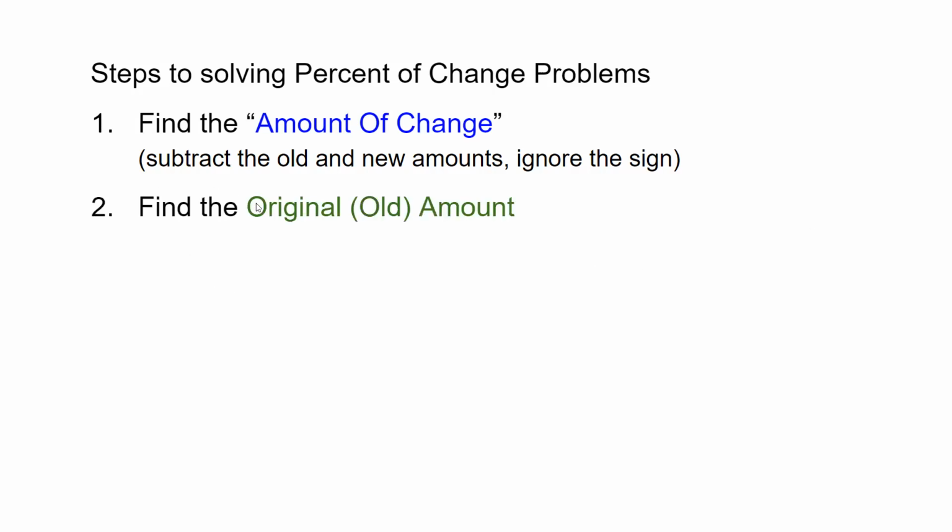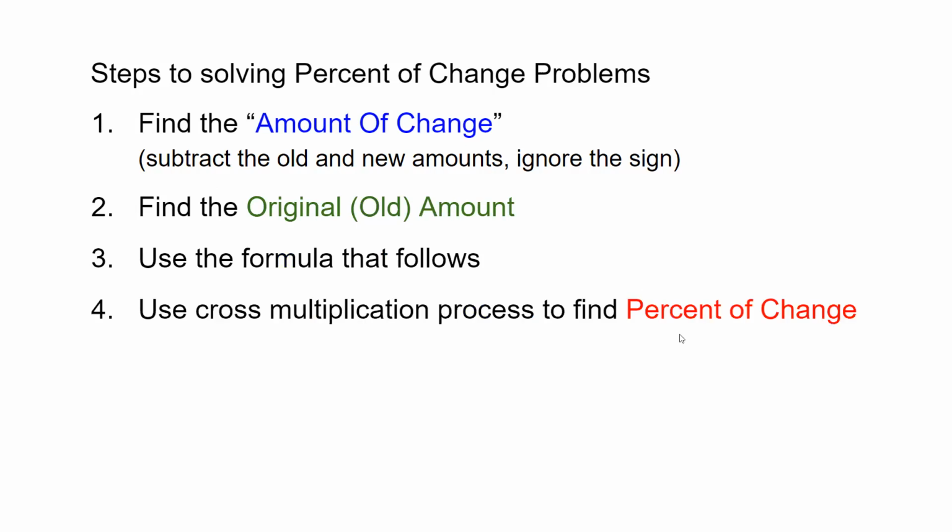Then you want to find the original or the old amount. That's the number that we're going to use in our formula. We're going to use a formula that follows in just a moment and use the cross multiplication process that is hopefully becoming familiar to you when we do percent problems.